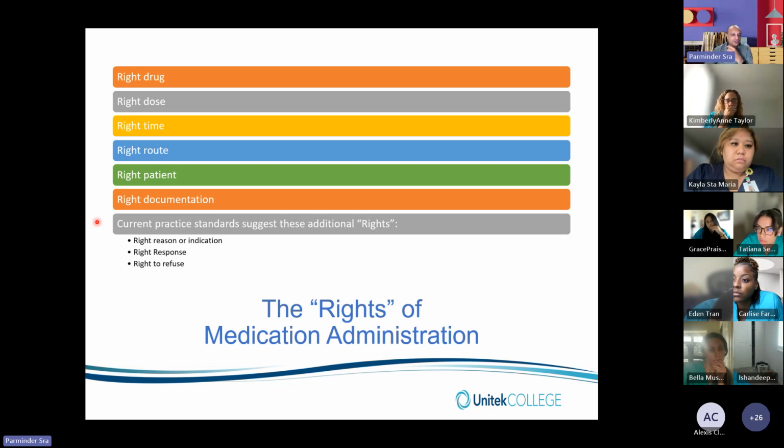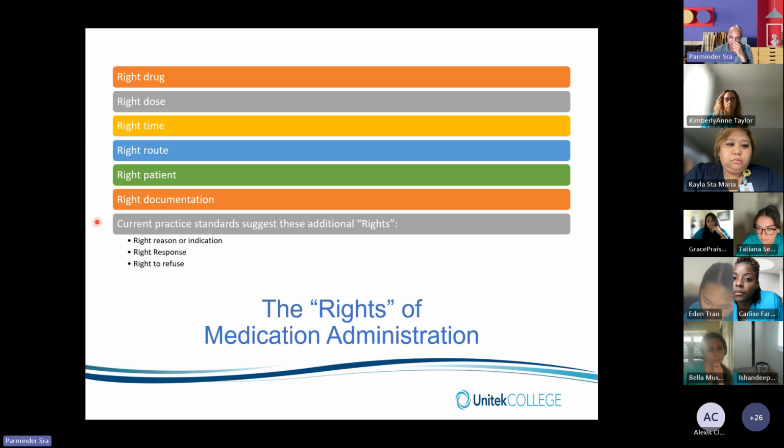And then the right response. Now, if you're giving them blood pressure medication for hypertension, the right response would be the blood pressure coming down, right? So match with that. And the right to refuse.